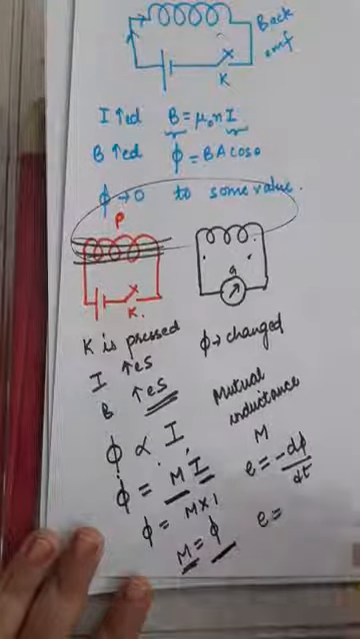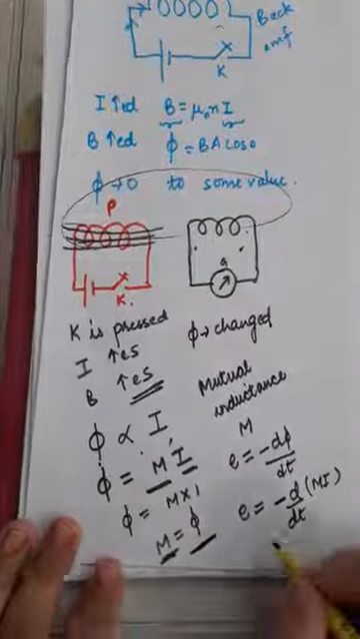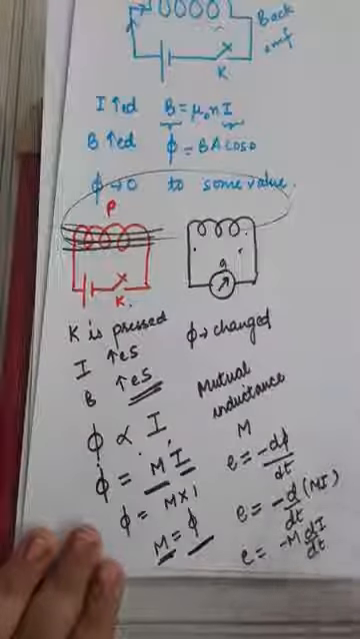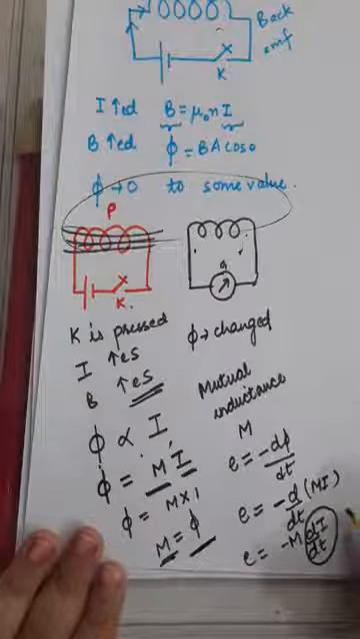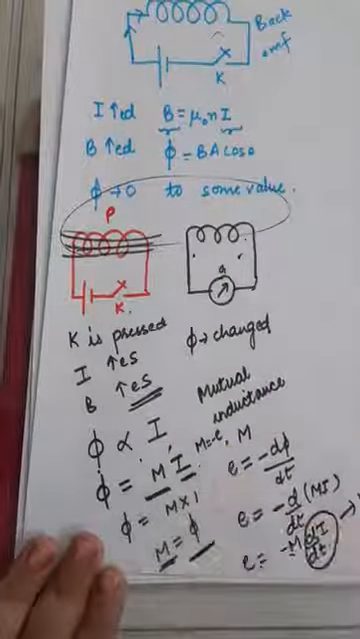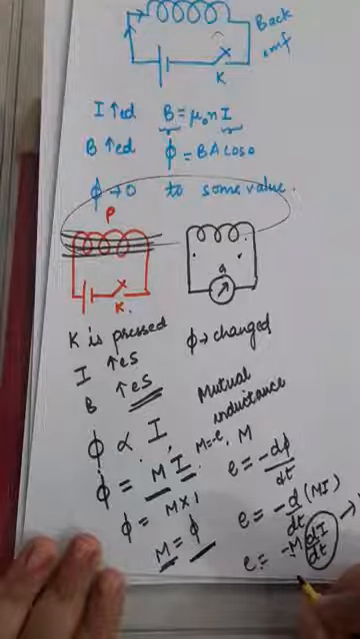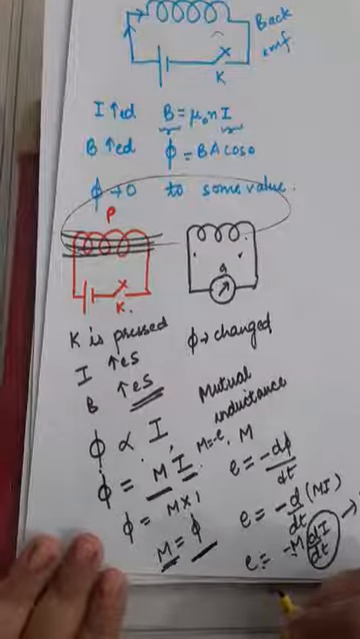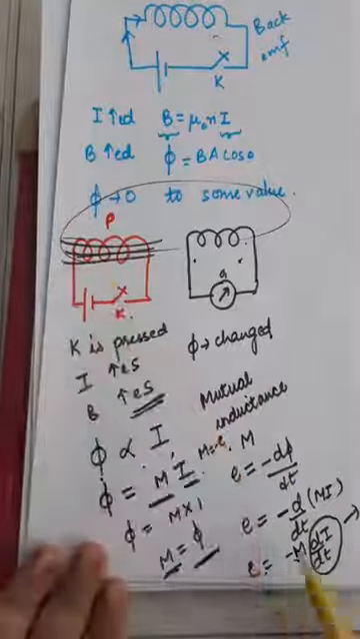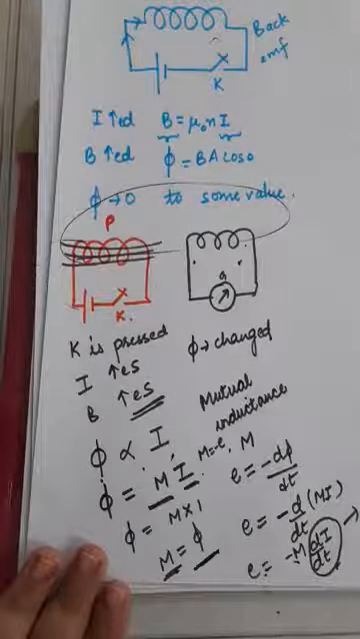So E is equal to minus d by dt of MI, because phi has the value MI. So M common, d by dt of I. So di by dt, when it is 1, M will come out to be equal to minus E. So mutual induction is also defined as the EMF induced in the second coil when the rate of change of current through the first coil is unity, when di by dt is unity. So this is one of the definitions of M.